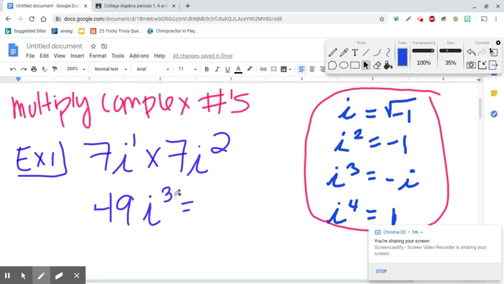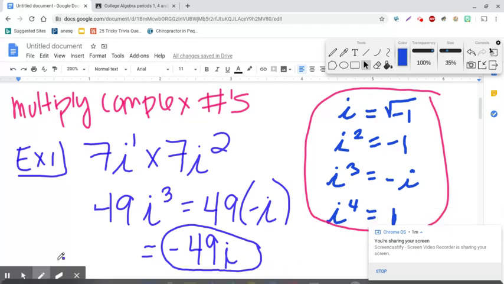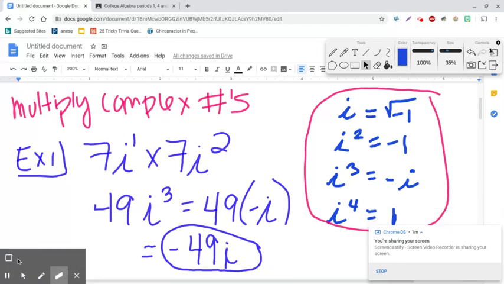Now, i to the third equals what? -i. So this becomes 49 times -i, which ends up equaling -49i. That's your answer. Done. Not too bad, right? Hope not. All right, let's try another one.